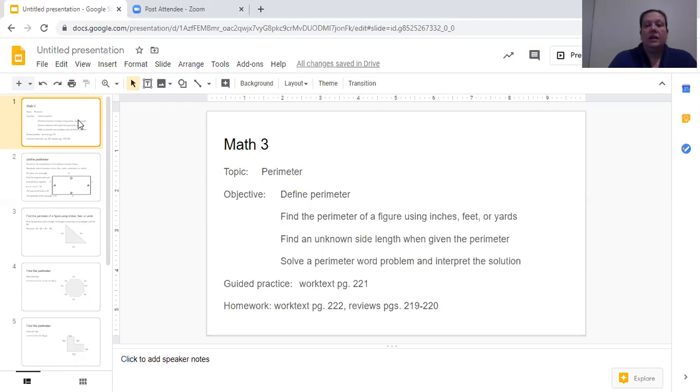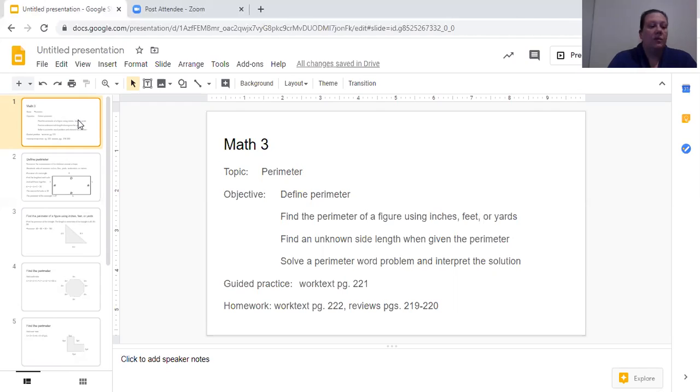And then it gives us another figure, and it's 2 feet, 4 feet, 2 feet, and 4 feet. So 2 plus 4 plus 2 plus 4 equals 12. So the perimeter is going to be 12 feet long. Now it asks, how can you find the perimeter of a figure? And we need to make sure that we are adding all the sides of that figure together.